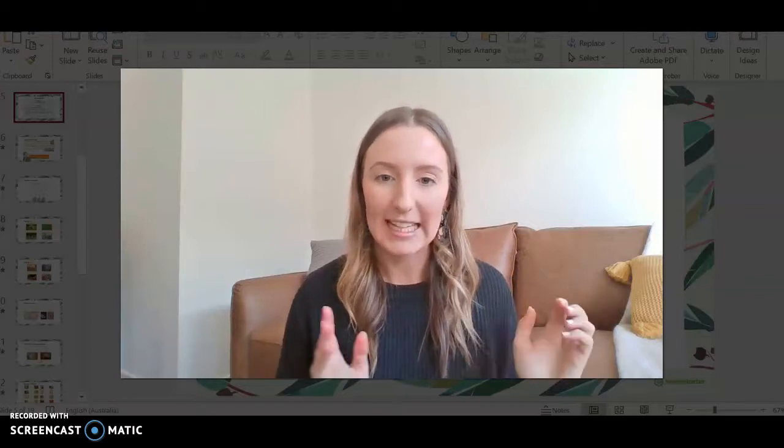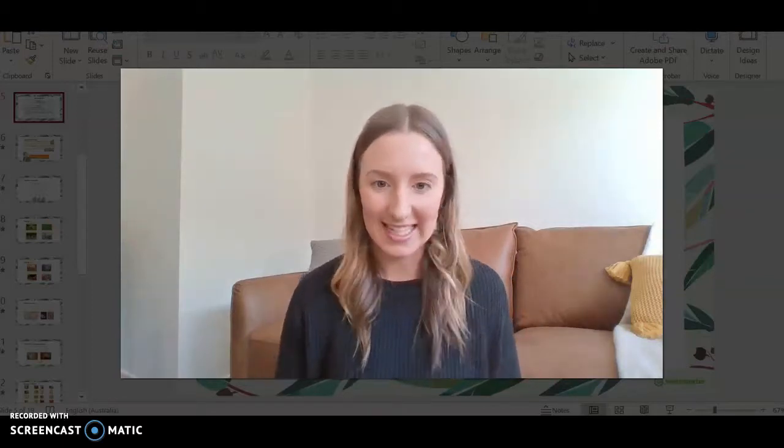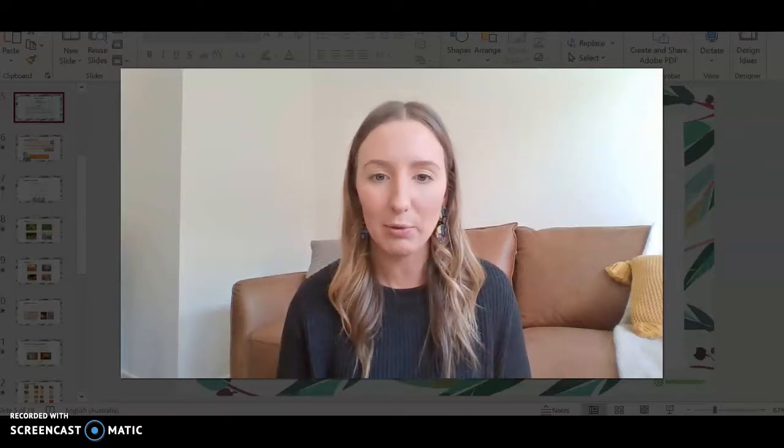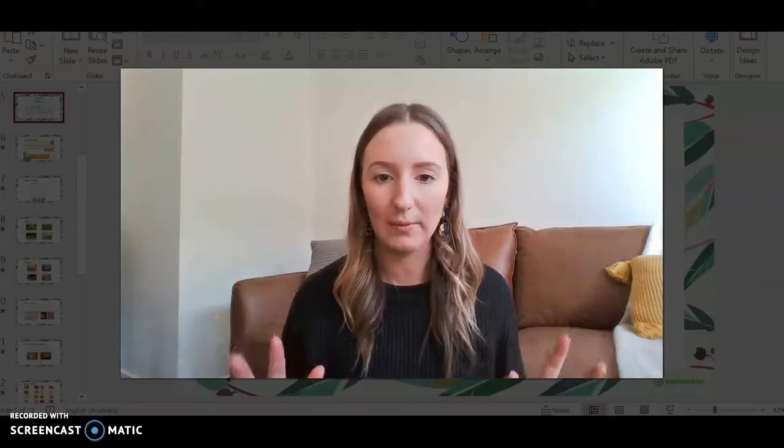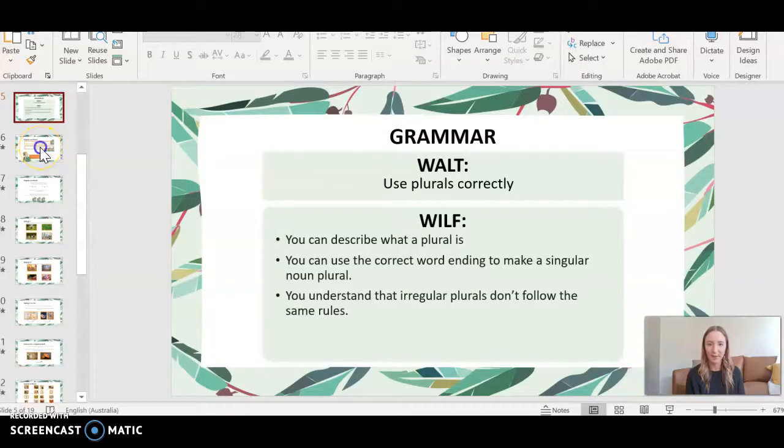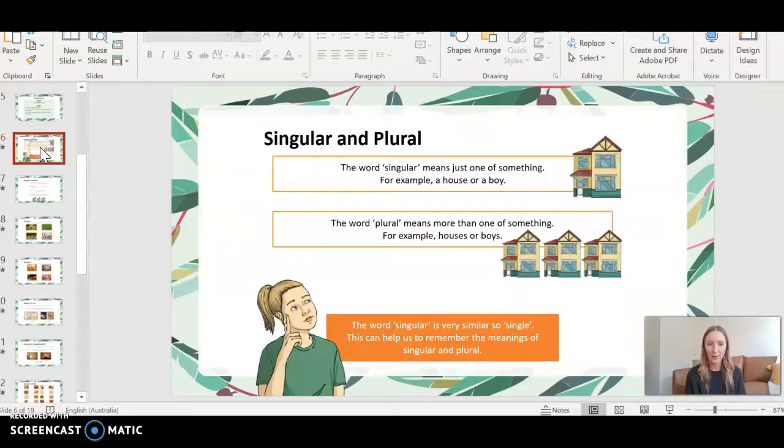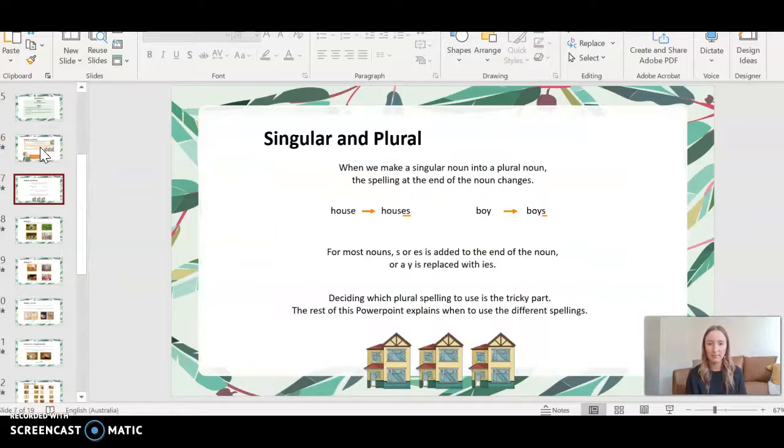How we turn a singular noun, like texter, or potato, or book, or knife, into a plural, more than one. So, singular means one. Plural means more than one. When we make a singular noun into a plural noun, the spelling at the end of the noun changes.